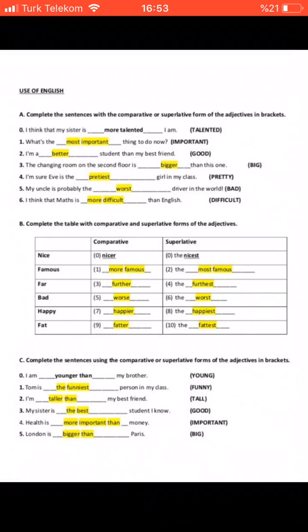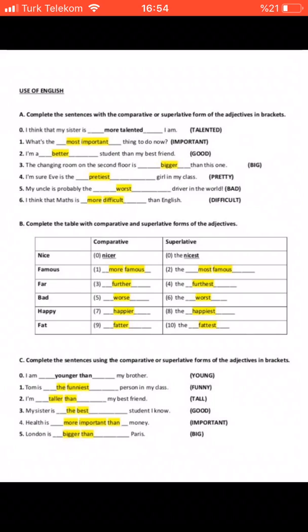My sister is the best student. I know. I'm comparing my sister to a whole group. Kız kardeşimi tüm bir grupla kıyaslıyorum ve bildiğim en iyi öğrenci olduğunu söylüyorum. Health is more important than money. I'm comparing health to money. Sağlığı parayla kıyaslıyorum ve sağlık tabii ki de paradan daha önemli diyorum.